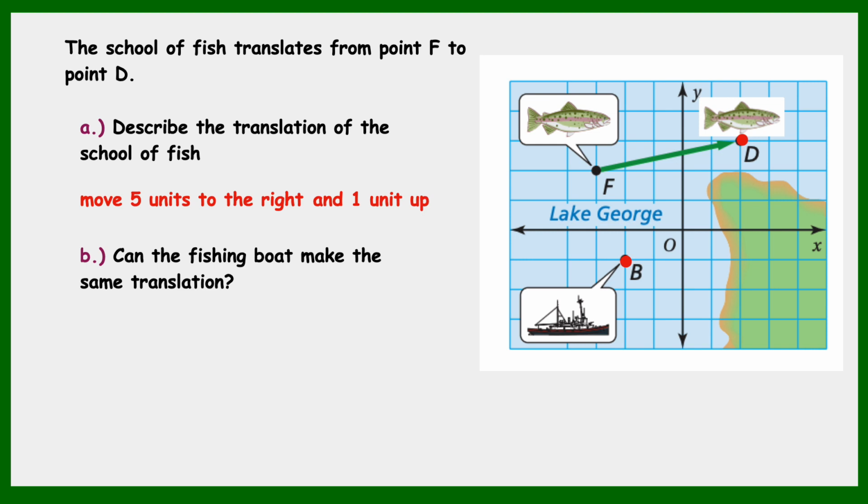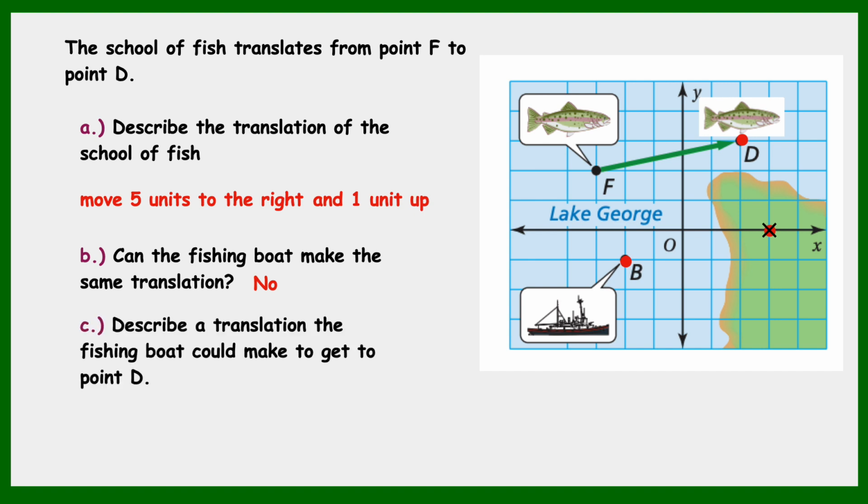Can the fishing boat make the same translation as the school of fish did? Well, let's see. Starting at point B, we'll move 5 units to the right and then 1 unit up. As we can see, the boat would not be able to make the same translation as the fish because it needs to stay in the water. So what kind of translation could the boat make to reach the school of fish at point D? Remember, the boat needs to stay in the water.